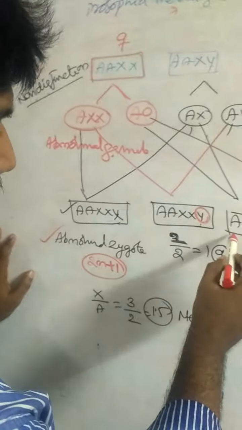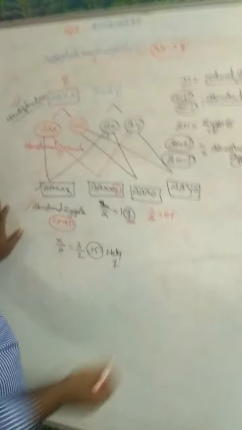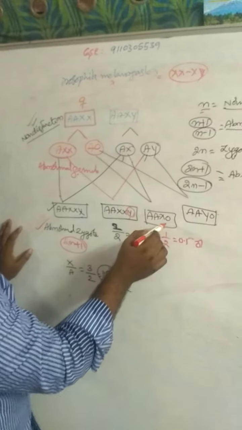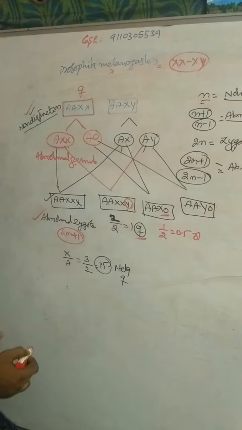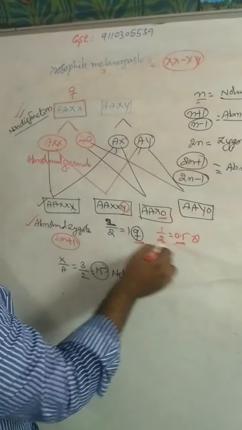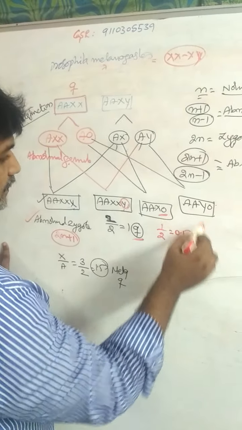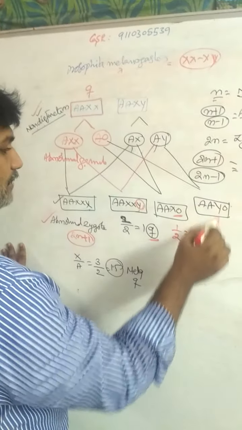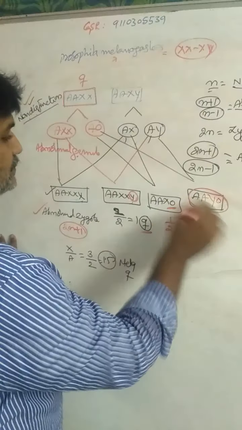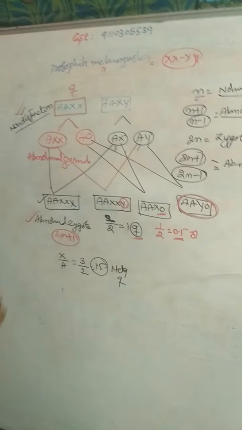Last combinations: AX, number of X chromosomes 1 by 2, that is equal to 0.5. It is a male. Here Y is absent. So the X by A ratio is equal to 0.5, that is male. And the last one is 2 autosomes and the number of X chromosomes, which is a rare condition. So that is about non-disjunction.